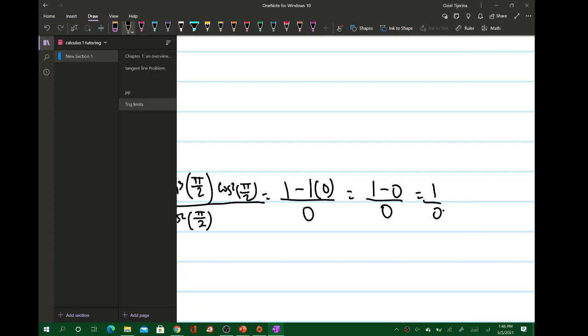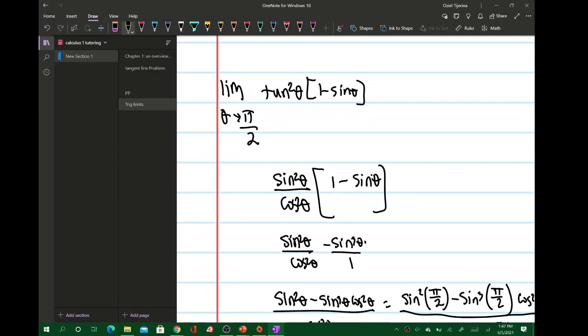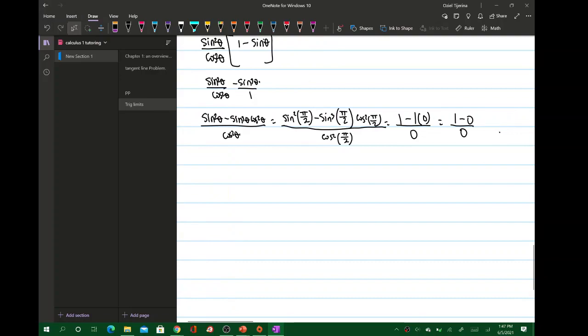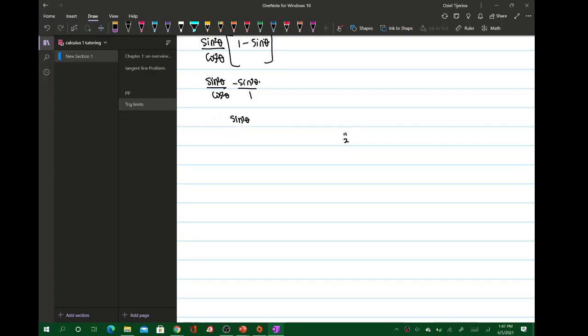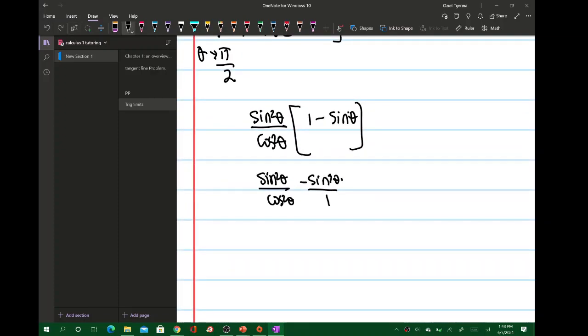Okay, I see. So let me see something, hold on. Wait a minute, guys, I messed up on this one. I know what I did wrong. This is supposed to be... Okay, hold on, I got it. So it's sine squared theta over cosine squared theta minus... Okay, hold on.